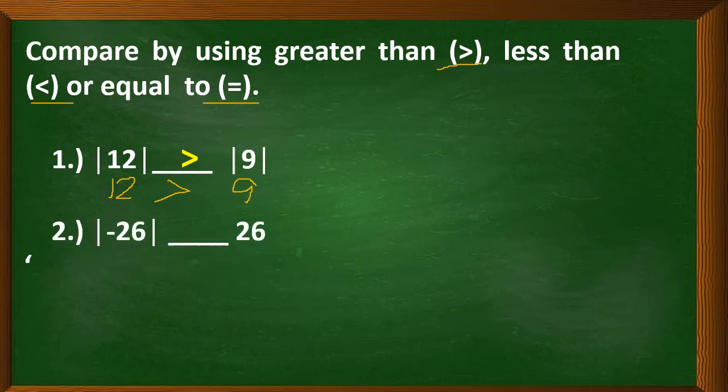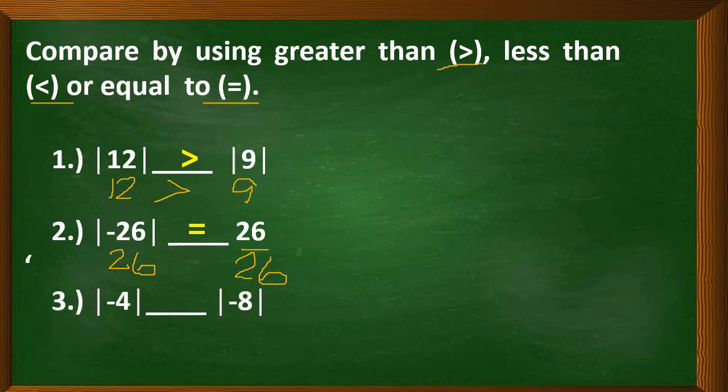How about absolute value of negative 26 and 26? If you have observed, the other number has no symbol for absolute value. Now let's try to compare. Okay, what is the absolute value of negative 26? The answer is 26. And we're going to compare that also to 26. So what can you say? They are equal. How about number 3? Absolute value of negative 4 and absolute value of negative 8. What is the correct symbol we're going to place in between?